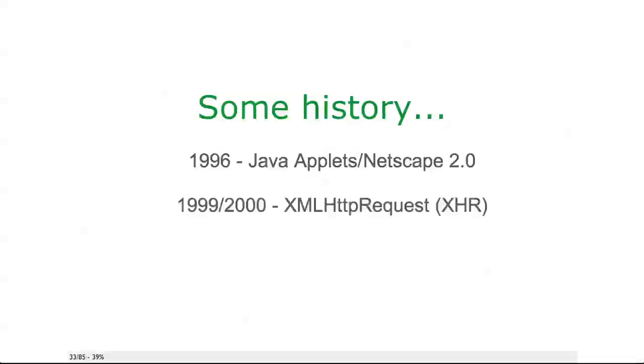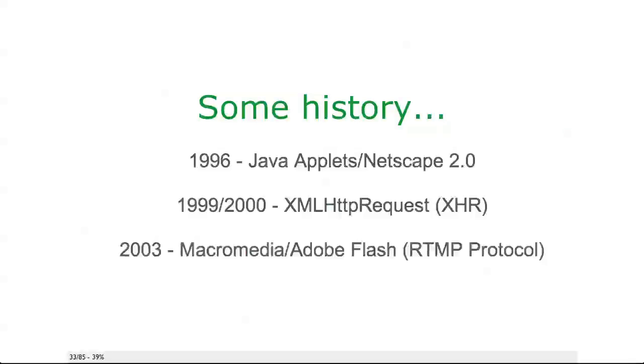Things just lingered around, like so many things, and a big change in the web world was when we got the XMLHttpRequest object, which we today know as AJAX. So that was a big changer for our web world. And then in 2003, Macromedia, Adobe Flash, with their RTMP protocol, provided facilities to do socket communication as well, using the Flash player.